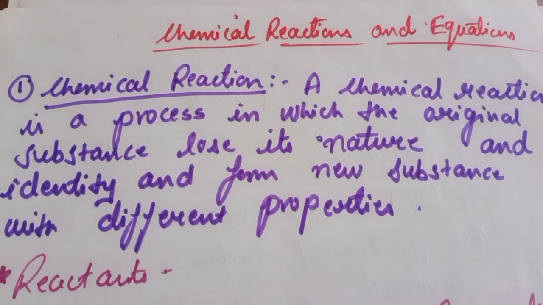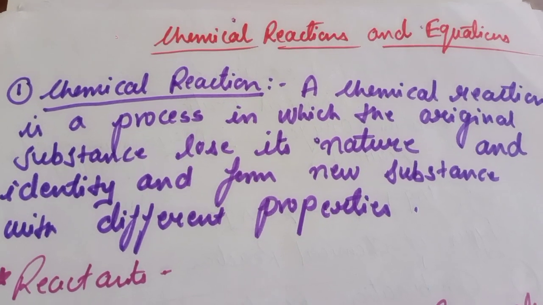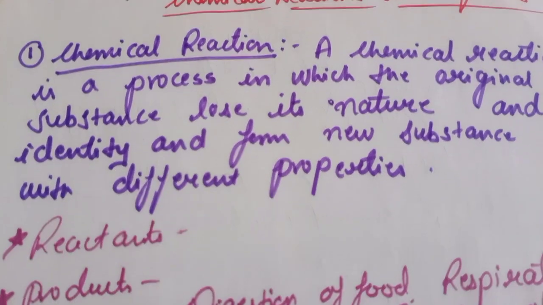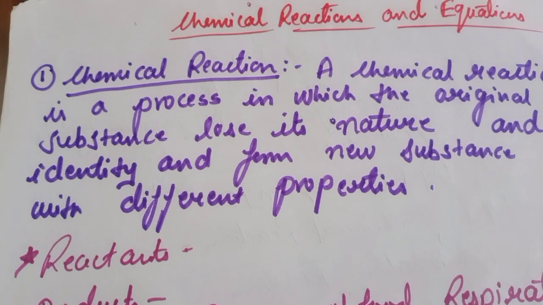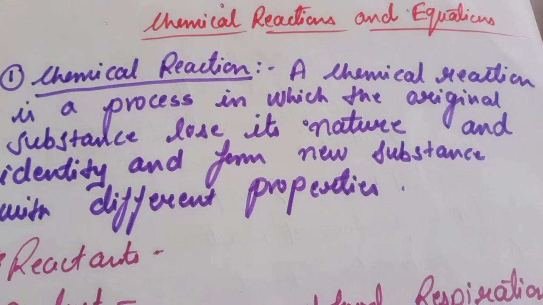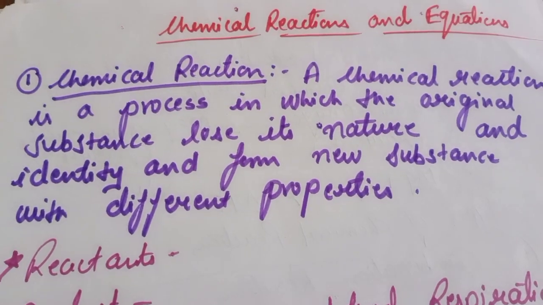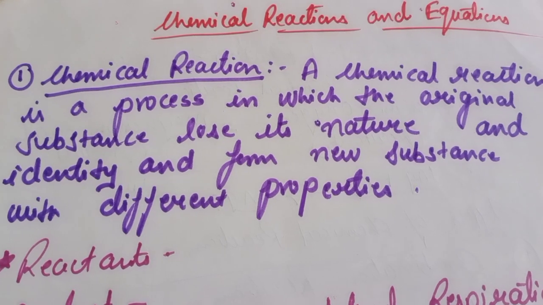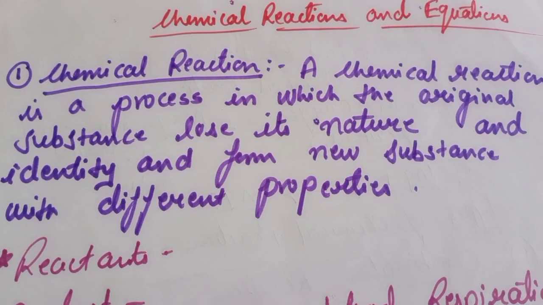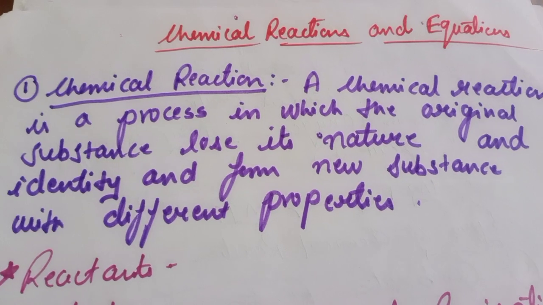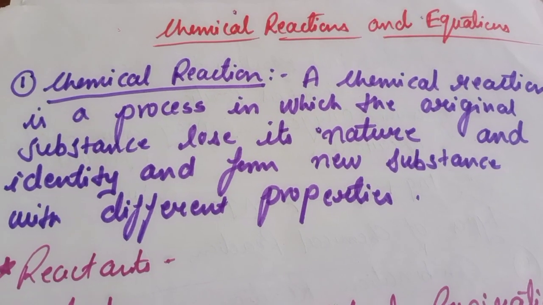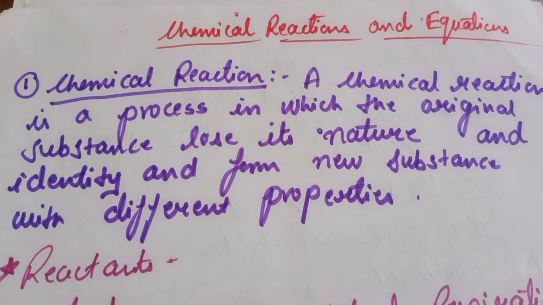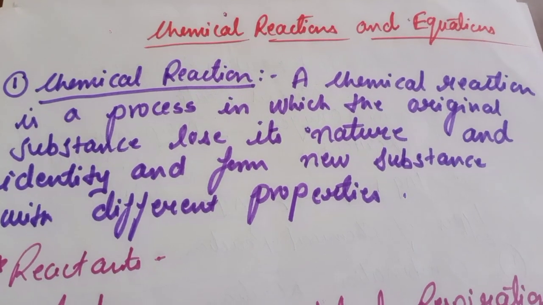Today I'm going to explain what a chemical reaction is, what reactants are, what products are, and examples of chemical reactions. Then we are going to study how to write a chemical reaction and what the steps are to balance a chemical reaction. So, dear students, I hope you are ready with your pen and book. Let us start.